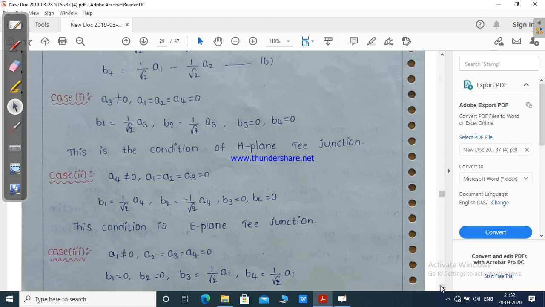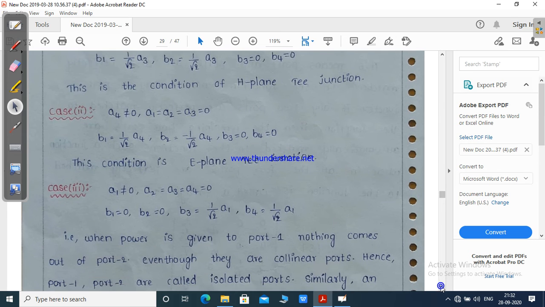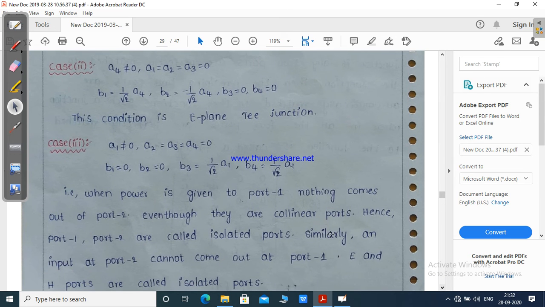And next take A1 is not equal to 0, A2, A3, A4 is equal to 0. That is, we are giving input at A1, the first port.